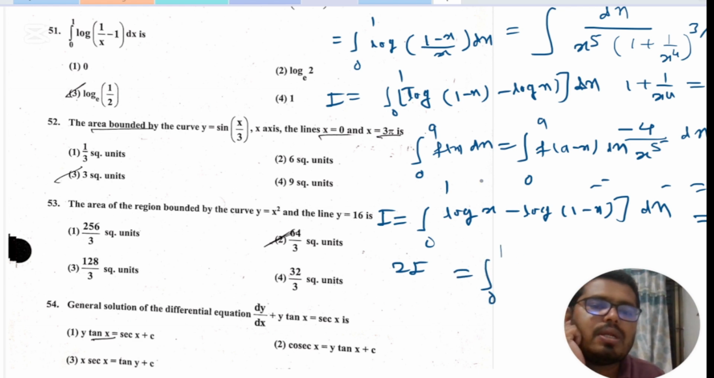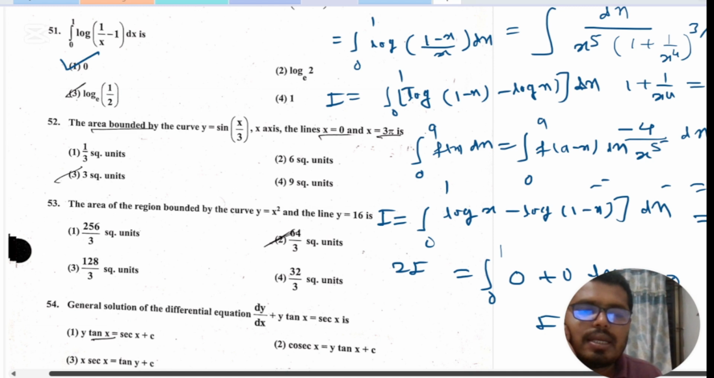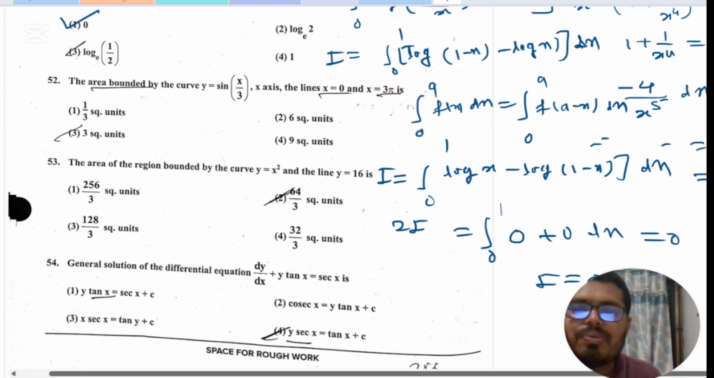Integration from 0 to 1 of log of 1 minus x minus log of 1 minus x gets 0, and minus log x plus log x is also 0. So 2I is equal to 0, I is 0. Therefore, option number first is correct. Okay, next is question number 52.